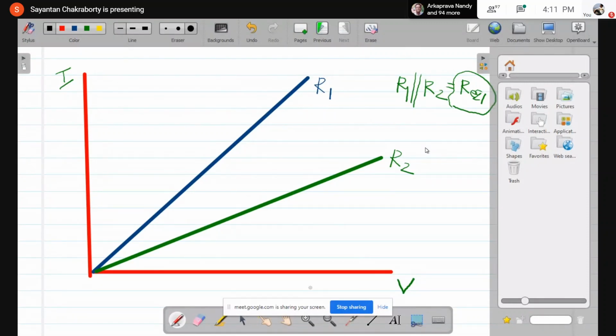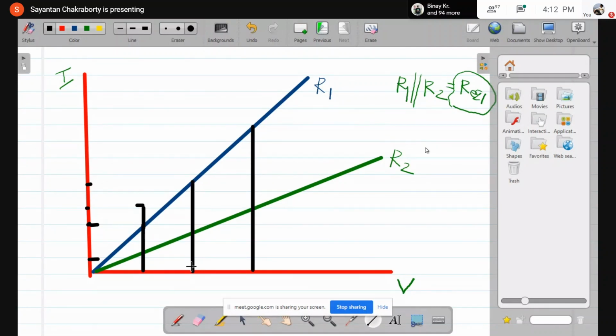So what you can do, you can simply draw some vertical lines at specific voltage points. This is the current through R1 and this is the current through R2. So when they are connected in parallel, the total current in the circuit will be this plus this. So if we extend this, this will be a point.